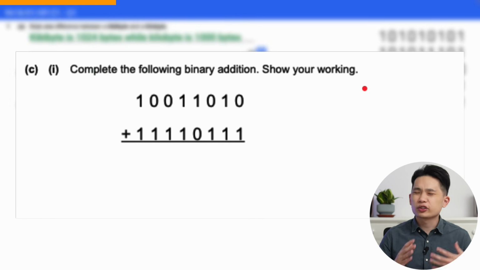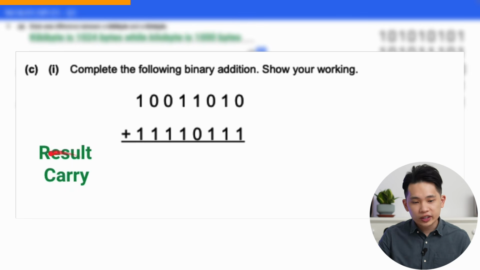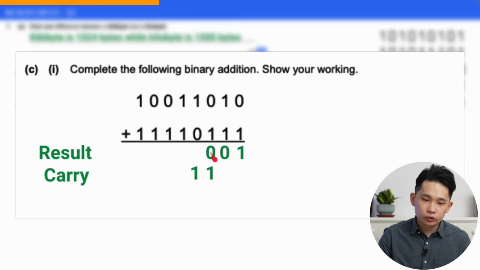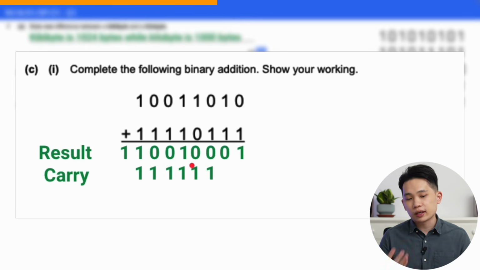For C, complete the following binary addition. Show your working. This is a typical binary addition question, and it's quite easy. First of all, we'll put result and carry here. Then 1 plus 0 is equal to 1, and 1 plus 1 is equal to 0 with carry of 1. Then 1 plus 0 plus 1 is equal to 0 with carry of 1, and 1 plus 1 is equal to 0 with carry of 1. Then 1 plus 1 plus 1 is equal to 1 with carry of 1, and 1 plus 1 is equal to 0 with carry of 1. Again 1 plus 1 is equal to 0 with carry of 1, and then 1 plus 1 plus 1 is equal to 1 with a carry of 1 here. Therefore, this is how we can sum these numbers.